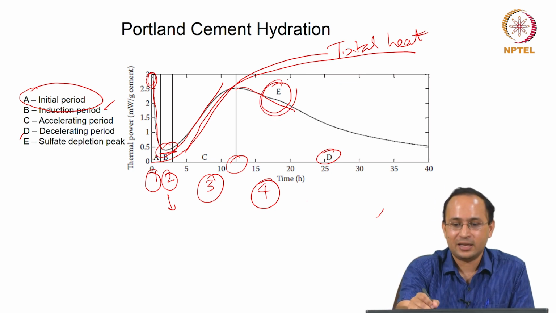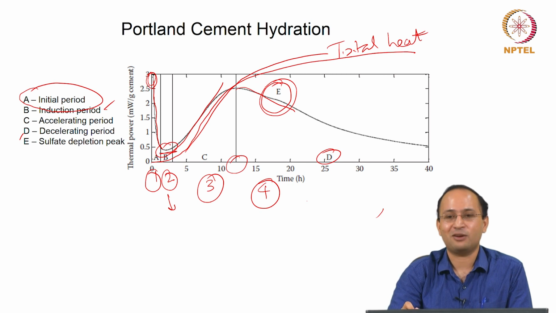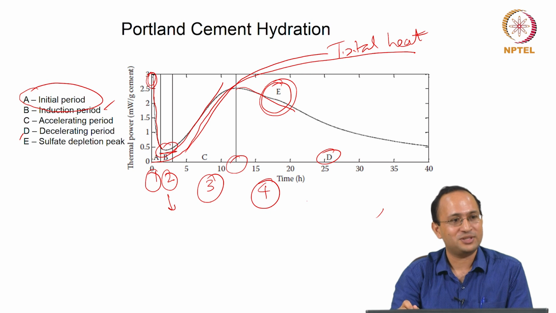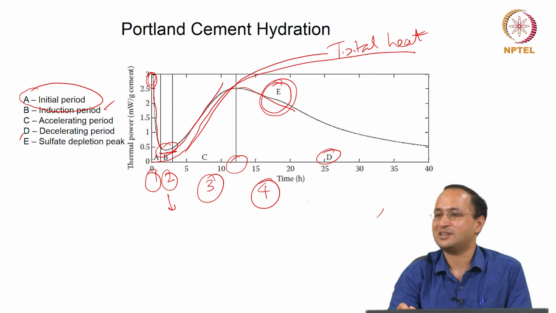So this sulfate depletion tells you that whatever gypsum you have added is finally consumed, right. So it is very important because a lot of times this optimization of sulfate is done through strength tests, right. You optimize the strength, you add 1% gypsum, 2% gypsum, 3%, 4%, 5% and see which one is giving you the maximum strength. But calorimetry can also tell you how much gypsum should be added, you do not have to do destructive tests.